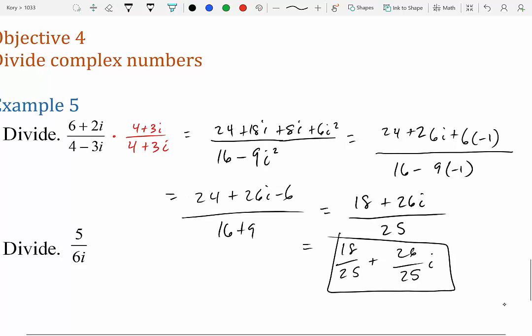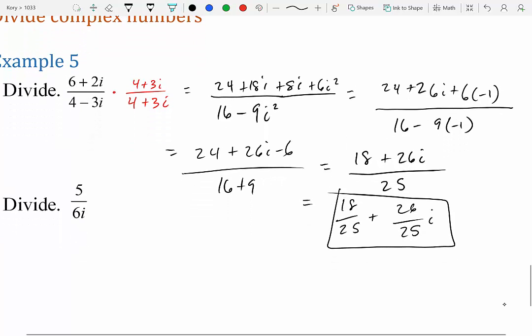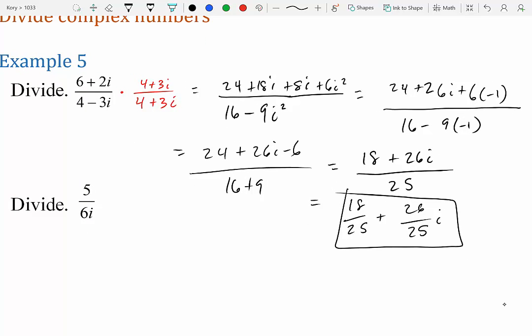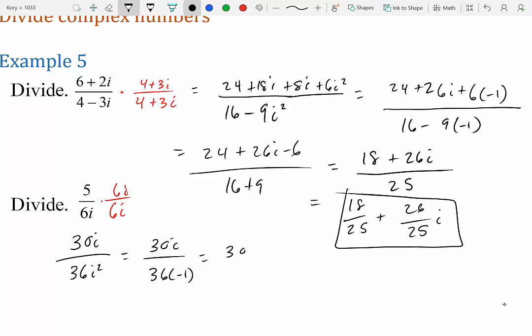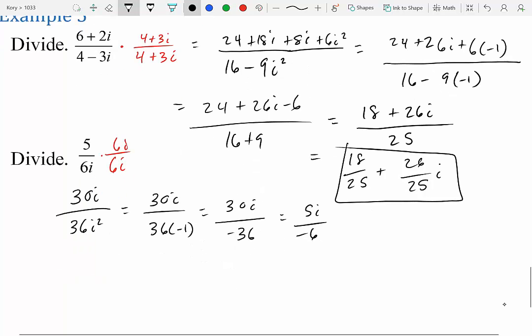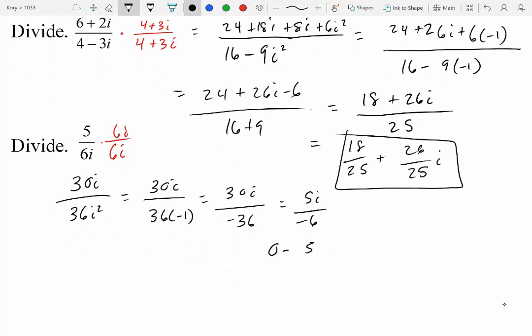If we have a binomial, you multiply by the conjugate, just like with radicals. But if you have a monomial, you multiply it by itself. So we have 30i over 36i squared. So we have 30i over 36 times negative 1. 30i over negative 36. We can simplify the 30 and the 36. So we have 5i over negative 6, but that's not in standard form, so it needs to be 0 minus 5 over 6i.